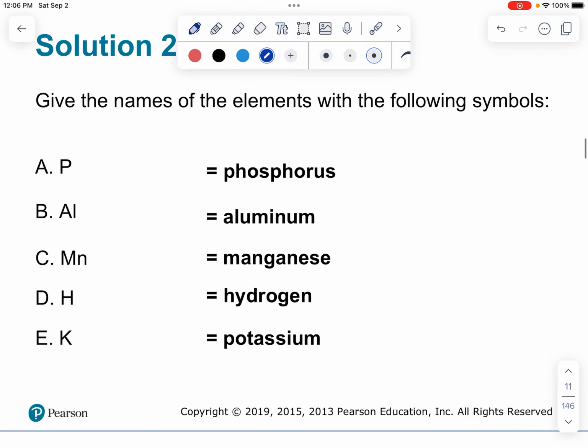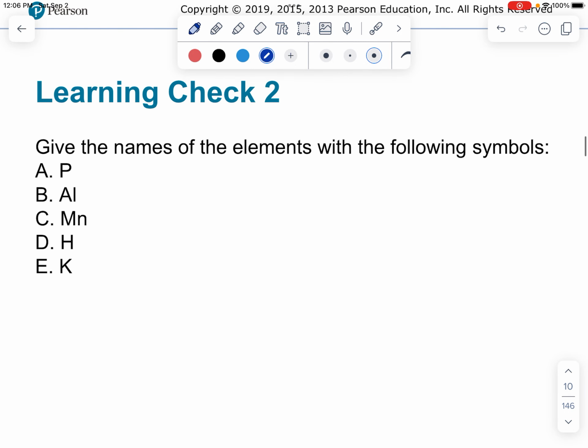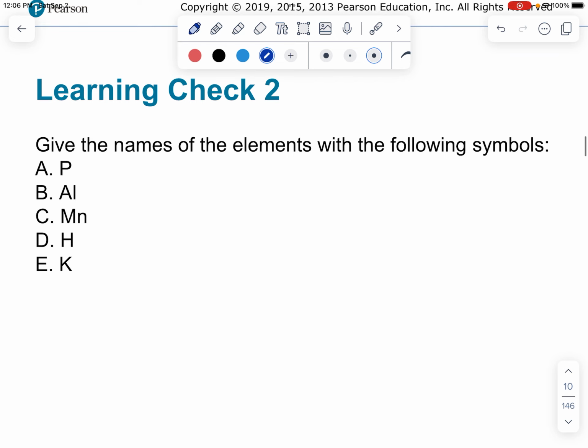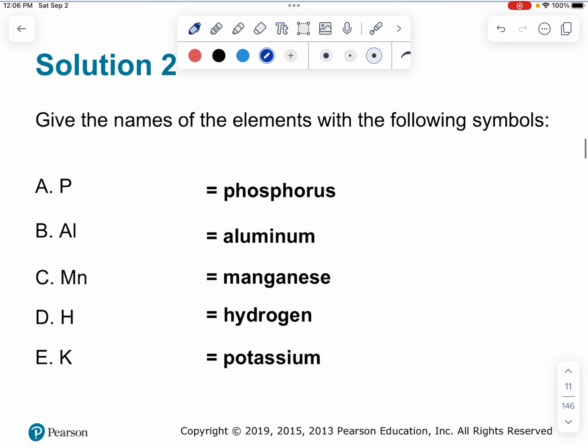Okay, I'm going to skip those. You can practice those. So again, learning check 2, give the names of the elements with the following symbols. Go ahead and pause, write the names down, and this is good practice for getting familiar with stuff. And then when you're done, hit play again. Here are the answers.